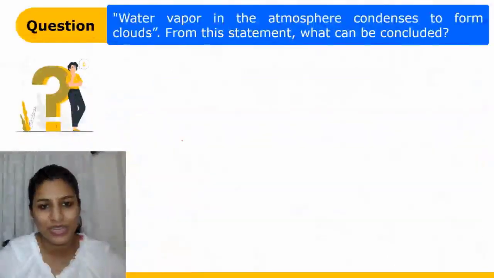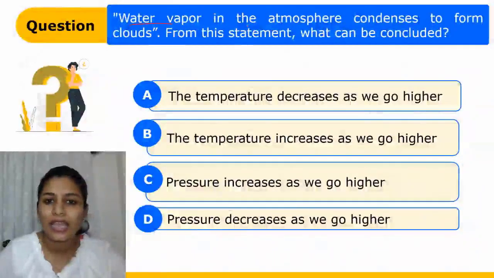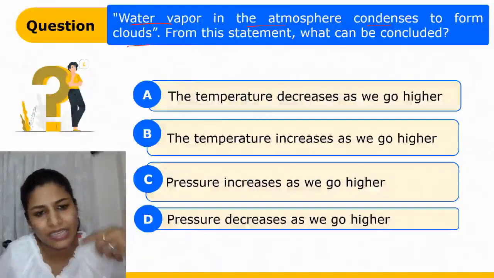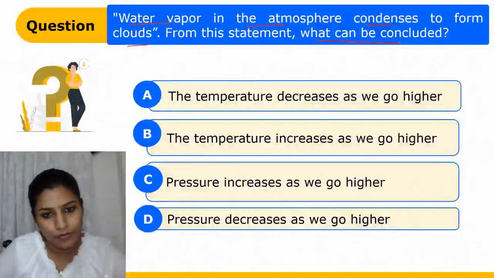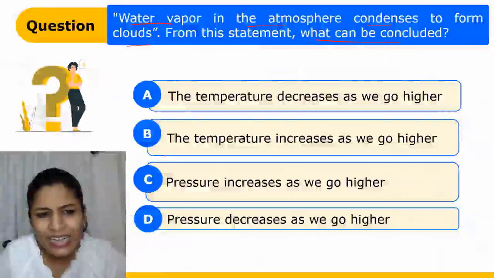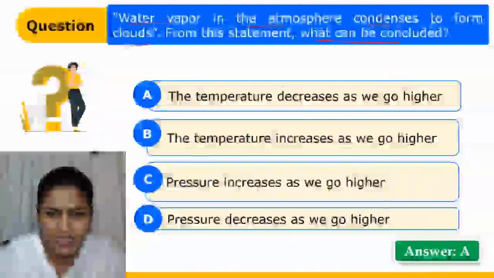Moving on to our next question, which says water vapors in the atmosphere condense to form clouds. We all know this, that water evaporates and goes up and then it forms cloud. Now what can we conclude from this? The first option is the temperature decreases as we go higher. Before reading the options, let us analyze what actually happens in this process.